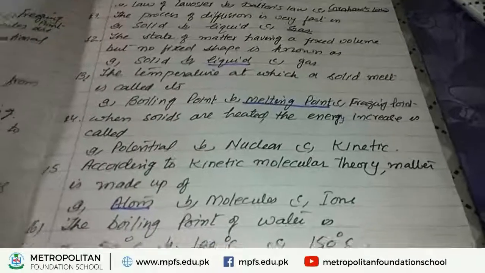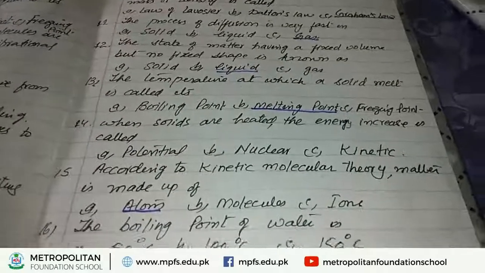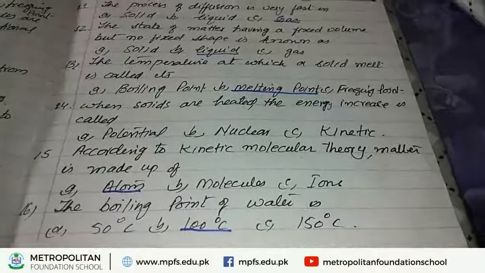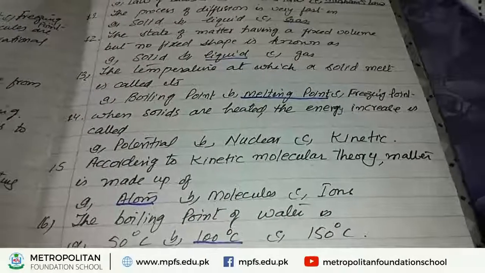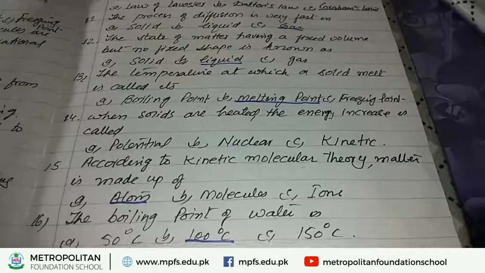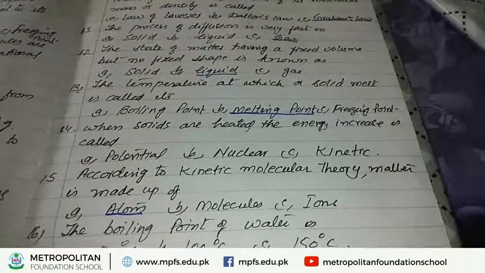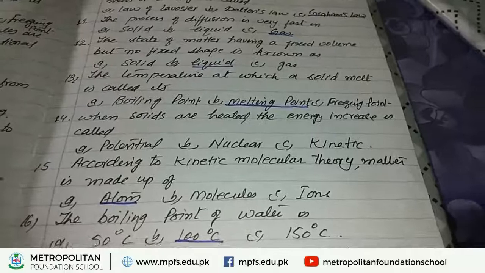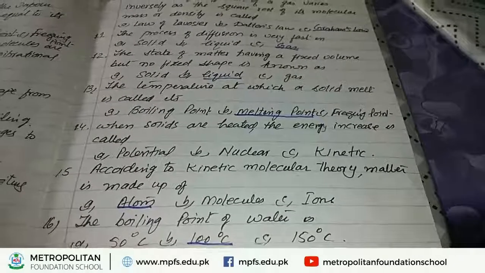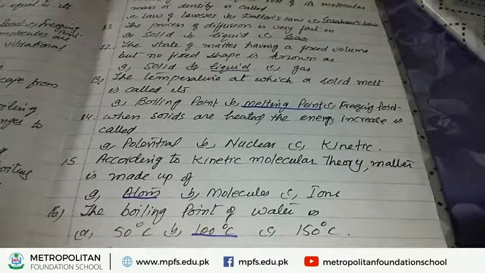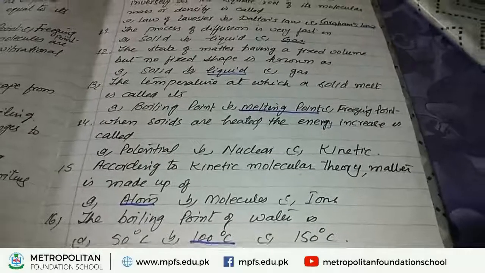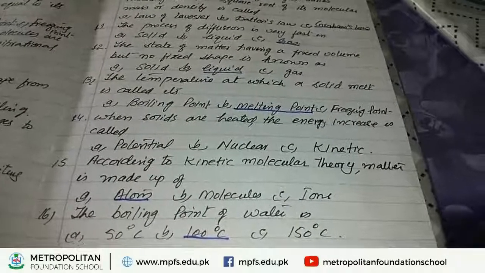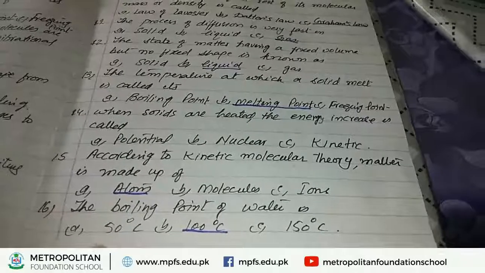Next, the boiling point of water is option A 50 degrees centigrade, option B 100 degrees centigrade, option C 150 degrees centigrade. So students, remember, water starts boiling at 100 degrees centigrade. So the correct option is option B, 100 degrees centigrade. The boiling point of water is 100 degrees centigrade.